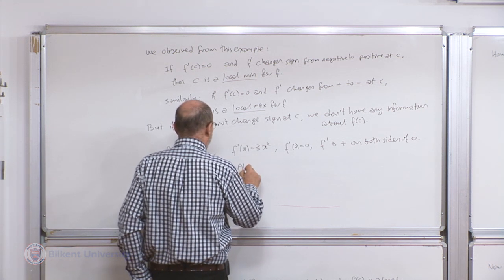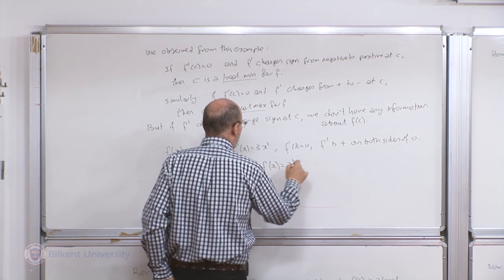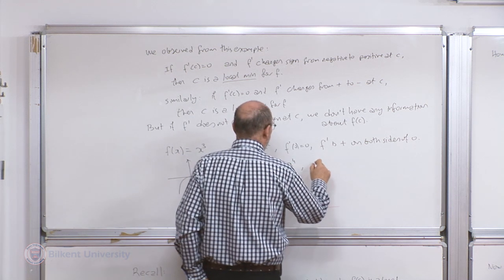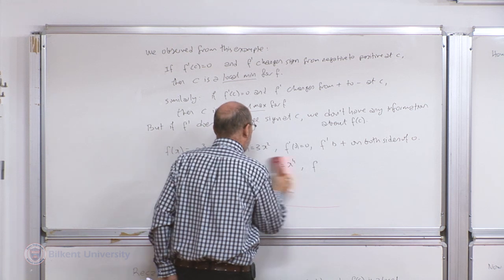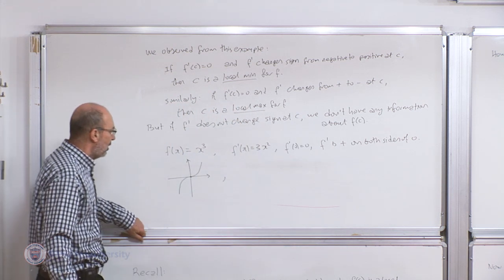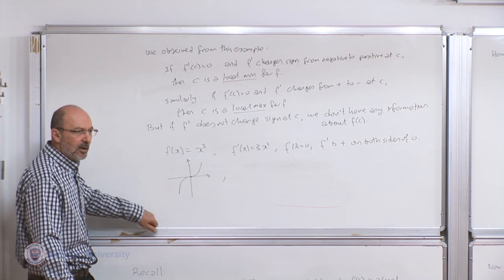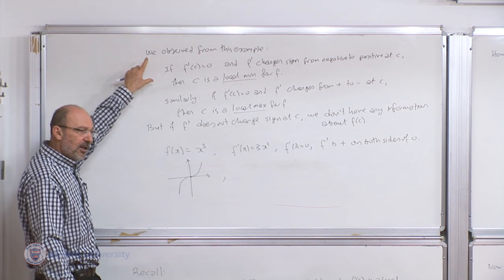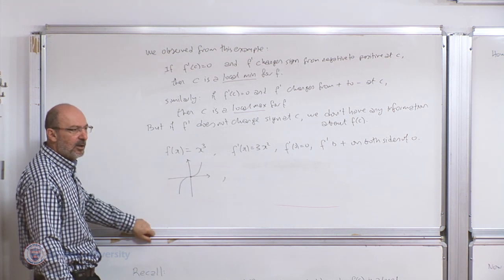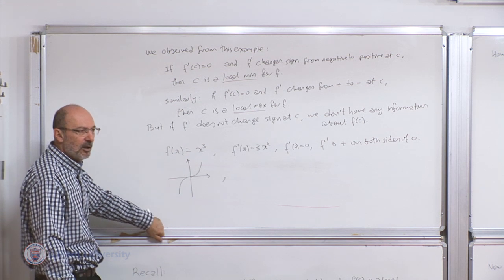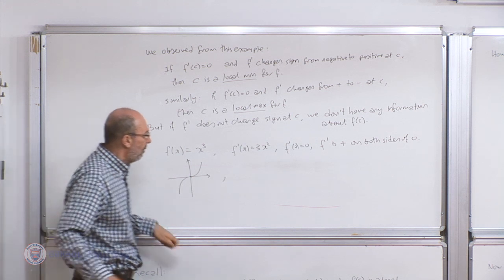Also, we can have f of x equals x to the 4. No, here it changes sign. x to the 4 changes. So that may not give any example. One example is enough. The question we had in mind is whether it is a local min or local max. So this one example tells us that if the sign doesn't change, it may not be a local min or local max.